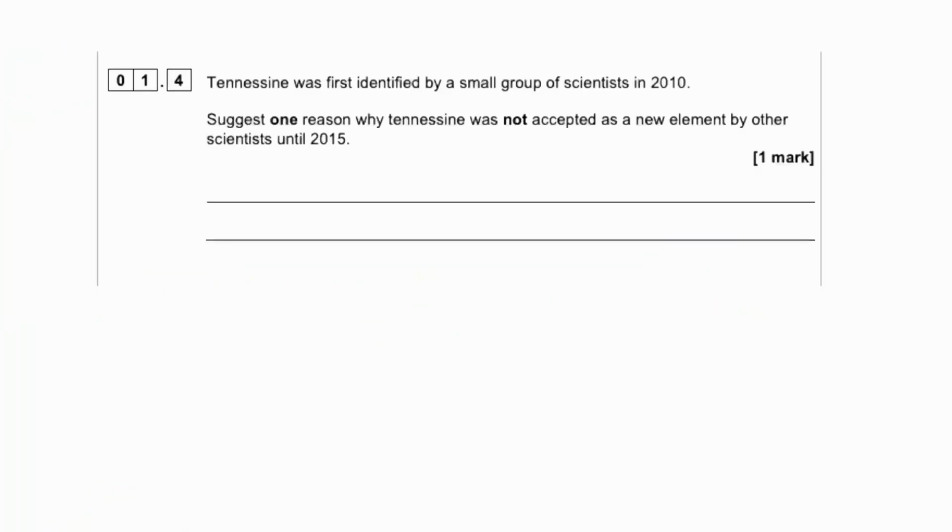Okay, the next question we're going to be looking at is 1.4. So it's the same question, just the 4th part. And later on, they're asking you about this element tennessine. Okay, so you can underline it there. Tennessine was first identified by a small group of scientists in 2010. Give one reason why tennessine was not accepted as a new element by other scientists until 2015. Okay, so eventually it was accepted, but initially it wasn't.